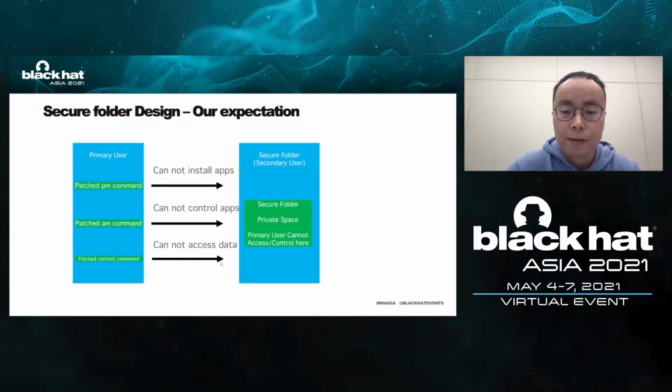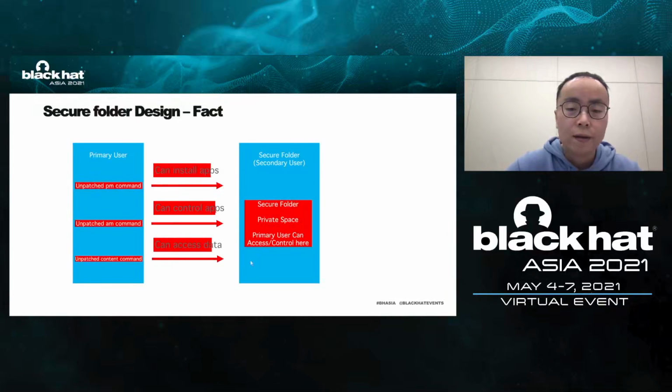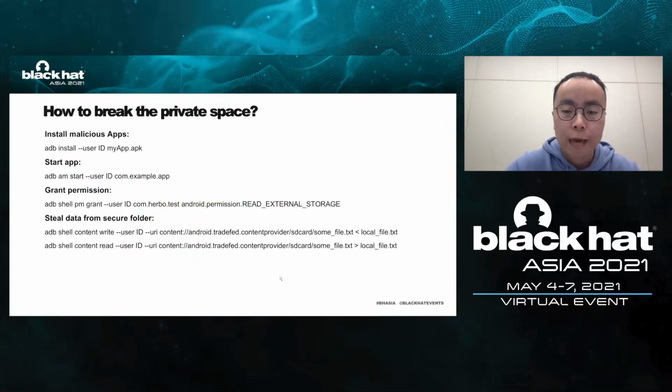Our expectation is that the pm, am, and content multi-user commands will be patched. These commands will be on the blacklist, so the primary user can't install or control apps or access data in the secure folder. However, the fact is they are not patched. The primary user can install and control user-installed apps and access any data in it. So we can break the private space by these commands easily.